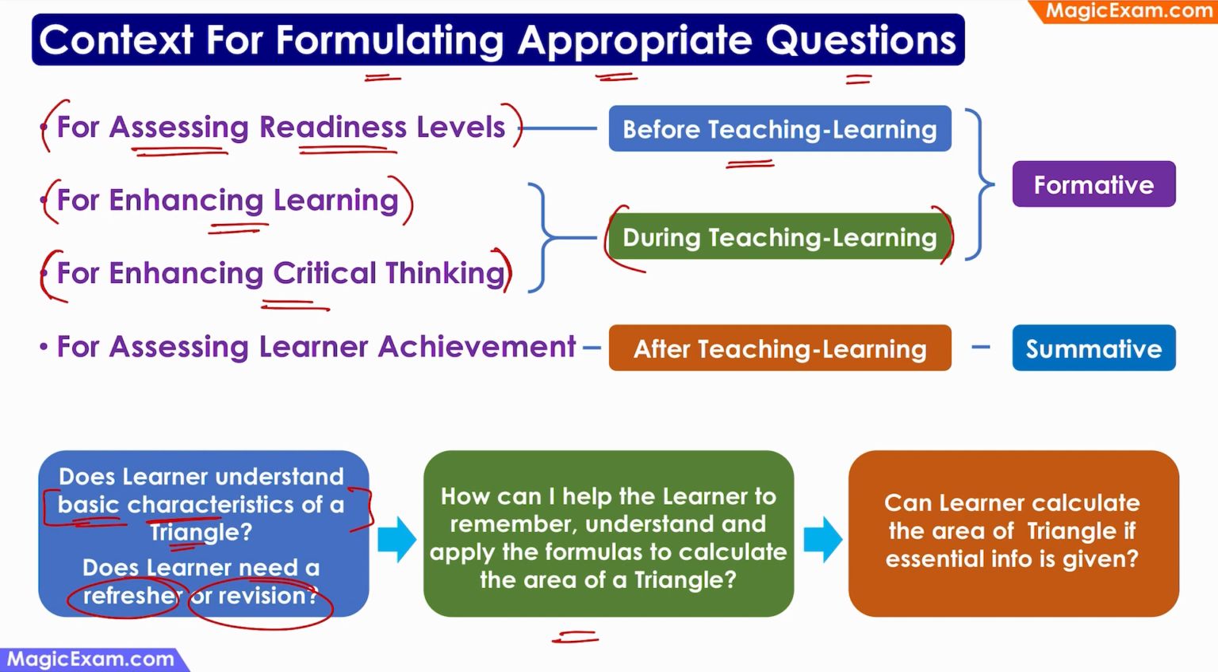And after the chapter is completed, after the teaching learning process is completed, you want to assess their learner achievement. You want to ensure that they have learned whatever was taught in this topic. So you give them a final exam or a test, and that is a summative assessment, and that is done after the teaching learning process is completed. For example, you can give them a test to check that if you give them all the basic details or the essential information about a triangle, can they calculate the area of a triangle? So this is a summative assessment.